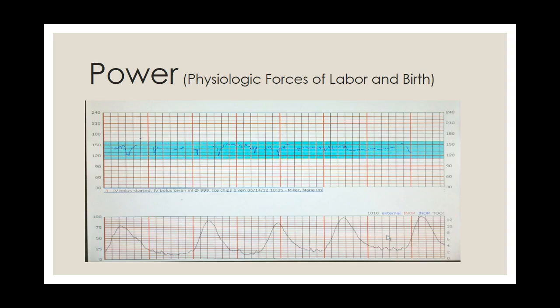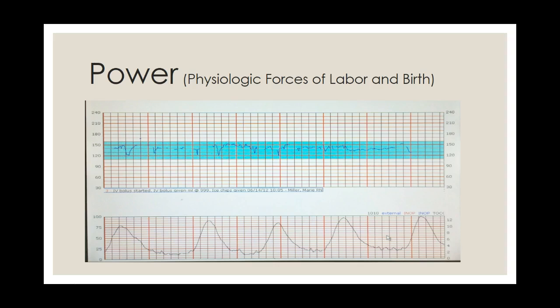Just a couple of extra things. With an IUPC, the normal resting tone would be anywhere from 10 to 12 millimeters of mercury. So that's what we would normally see if we have an IUPC inserted into mom's uterus.